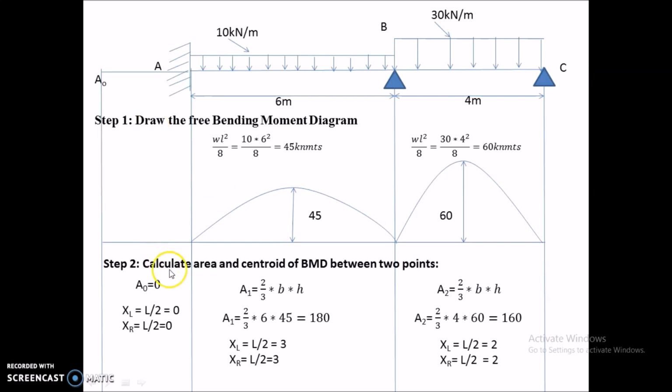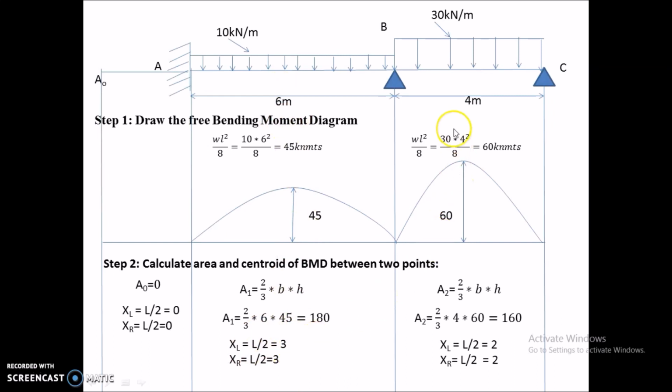Next, step 2 is to calculate the area and centroid of the bending moment diagram between 2 points. So coming to the first span A0, area is 0, XL is 0 and XR is 0, everything is 0, since L is 0 here. Coming to the second span AB, the area of a parabola is 2/3 of base into height. 2/3 of base 6 meters and height 45. By calculating this value, we get A1 as 180. And XL and XR for a parabola are L by 2, where L is 6, so 6 by 2 gives me 3.